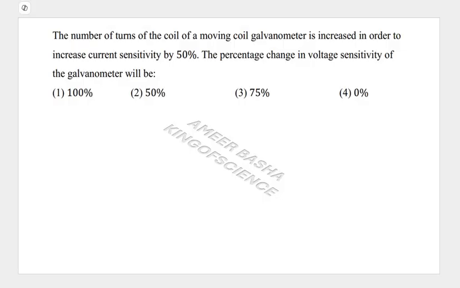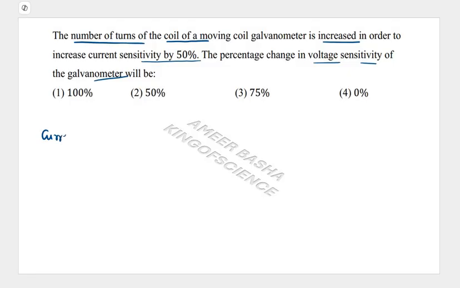The number of turns of a coil of a moving coil galvanometer is increased in order to increase the current sensitivity by 50%. So the number of turns are increased so that there is an increment in the current sensitivity by 50%. Then the percentage change in voltage sensitivity of the galvanometer will be? So first of all, you need to know what is the meaning of current sensitivity here.